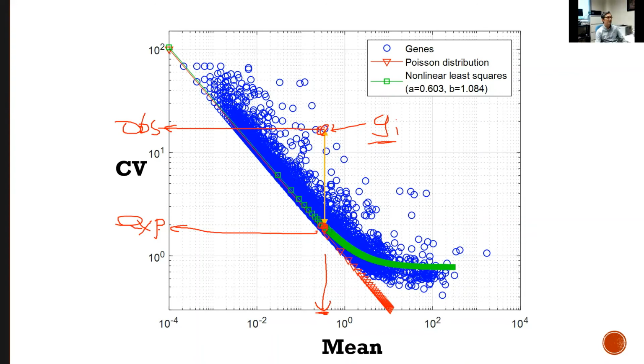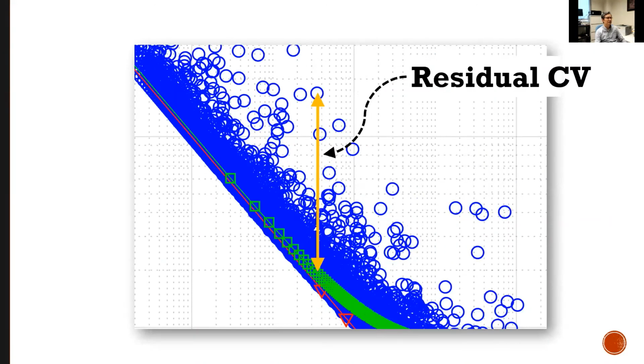So we are going to compute the difference between observed and expected. This difference we call the residual CV. This can be used to describe the true CV we observed. We use the residual CV to measure this gene's expression variability across individual cells.